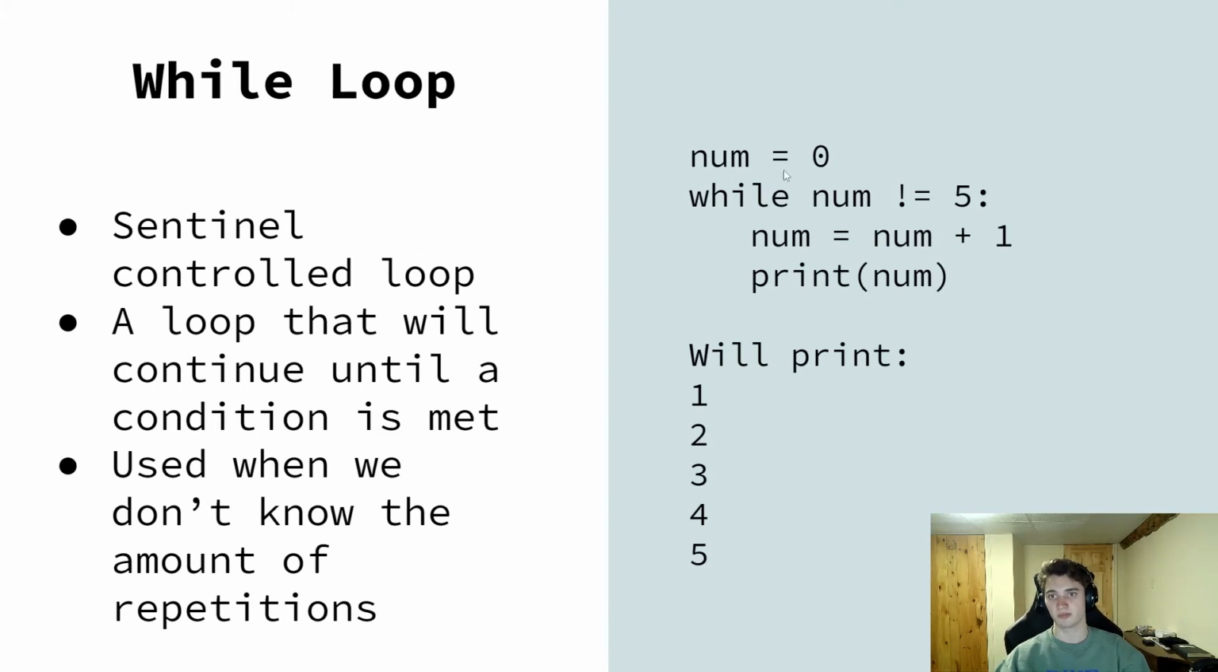Num equals 0, while num is not equal to 5, num will be added by 1 and then printed out. So here it starts at 0, gets plus 1 to 1, and then again to 2, again to 3, and again to 4. At 4, it again runs because it's not equal to 5, and then it'll be added by 1, printed as 5, and then it'll stop running because num is equal to 5, and the condition is while num is not equal to 5.